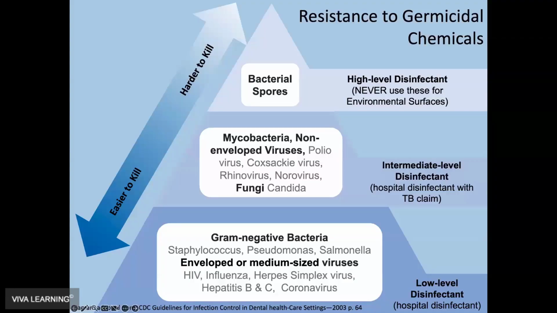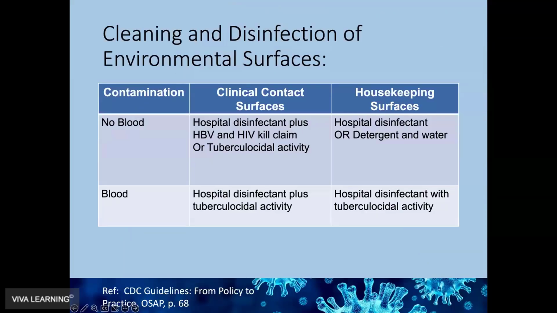So in the United States, we're looking for a product that is intermediate level that can kill microorganisms in the center of this pyramid or triangle. Some countries require a low level of disinfectant, so check with your country's guidelines before you quote me. But in the United States, we absolutely need to be using an intermediate level surface disinfectant that can kill the microorganisms in the center portion of this pyramid.